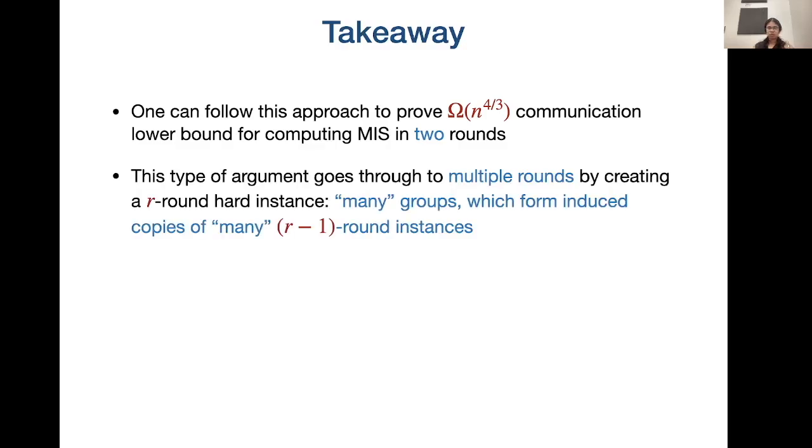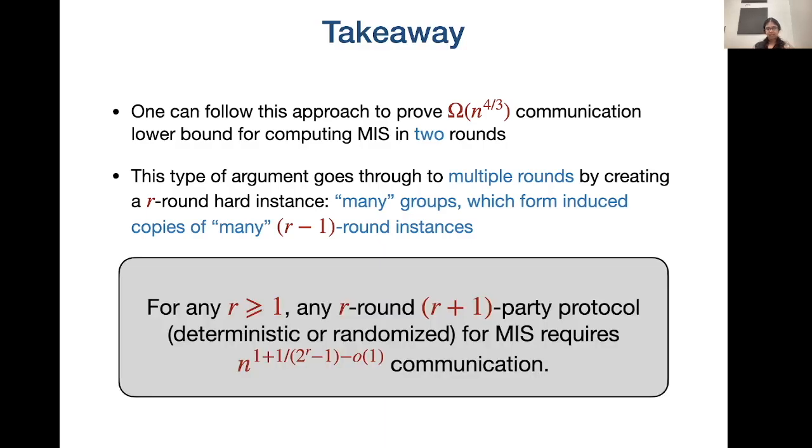And it goes through for multiple rounds also to give our result. Here, to construct the R round hard instance, we used many groups of many R-1 round instances, and we used induced copies from our construction. And this gives our final result that for any R which is at least 1, any R round, R plus 1 party protocol for MIS requires n raised to 1 plus 1 over 2 raised to R minus 1, minus little o of 1, communication.